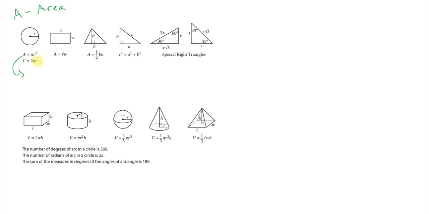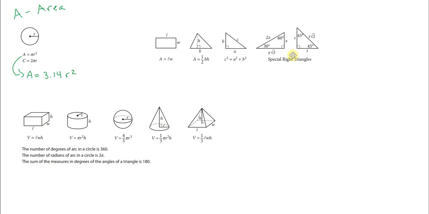Or you can just use the pi button on your calculator, if you're allowed to use a calculator, and you'll get a more accurate answer. So in general, you can do area is equal to 3.14 times the radius squared. If you're given the diameter, you might have to do a little bit of work to get the radius.